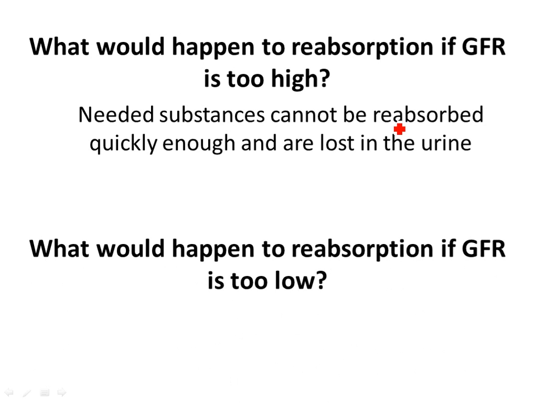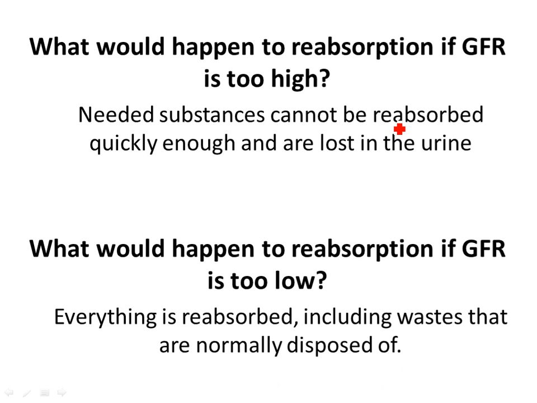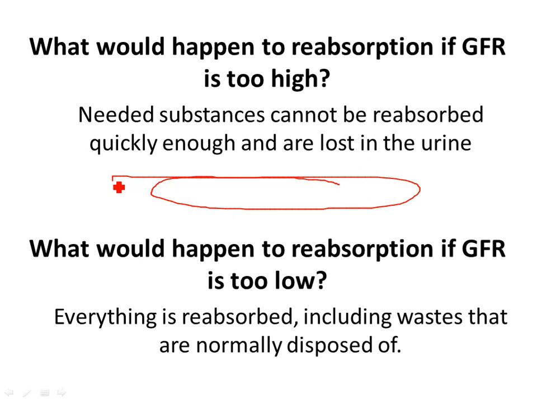We also don't want it to be too low, because if filtration rate is low and only small amounts of filtrate are moving through, we give the cells, the cuboidal cells, too much opportunity, and they reabsorb everything, even waste molecules. So we want to find some happy medium between the two. We want that solution to this problem to be flexible, so that no matter what's happening in my body, I can either increase or decrease rates to meet my needs.